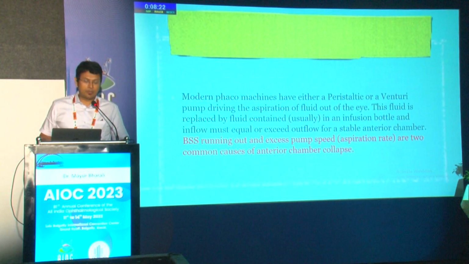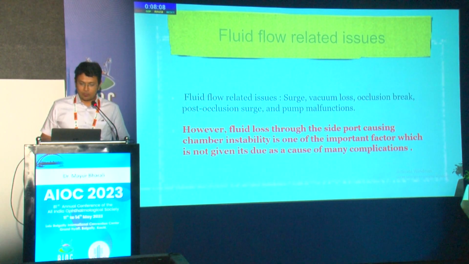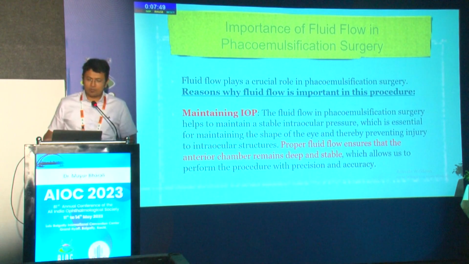So modern phaco machines have either a peristaltic or venturi pump, already described by Dr. Arundhati. BSS running out and excess pump speed are the two important causes of chamber instability or chamber collapse. Fluid flow related issues are like surge and vacuum loss. If it occurs, occlusion breaks, post-occlusion surge, and PCR most commonly. Fluid loss through the side port causing chamber instability is normally overlooked, and it is an important factor which is not given its due.